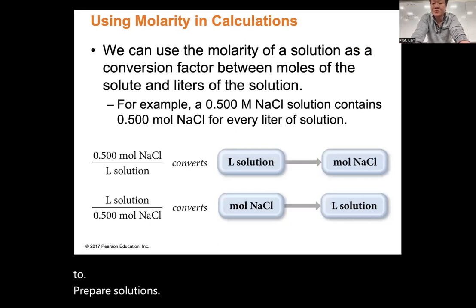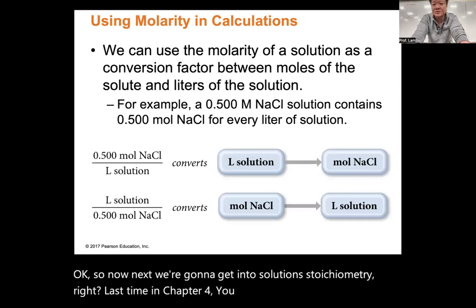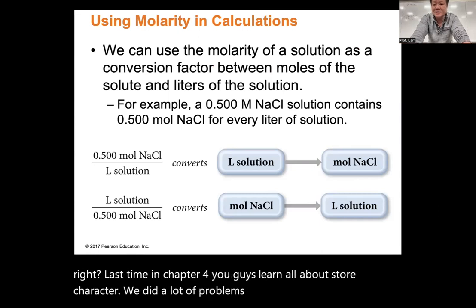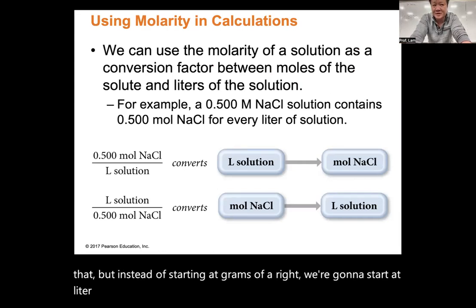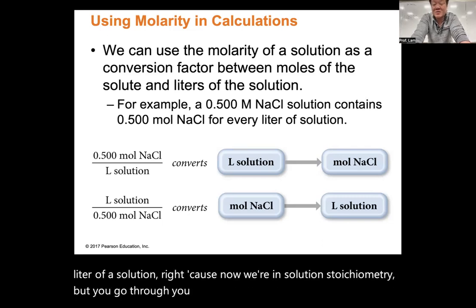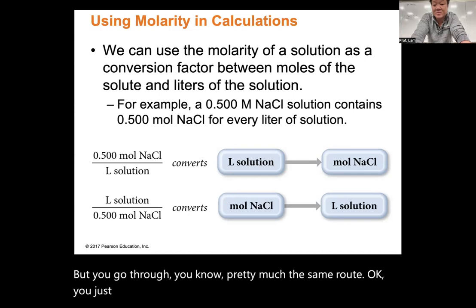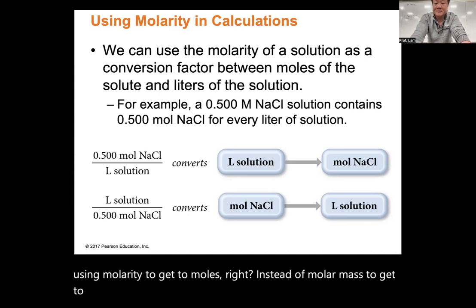Okay, so next we're gonna get into solution stoichiometry, right? Last time in chapter 4, you guys learned all about stoichiometry. We did a lot of problems, right? Now we'll continue with that, but instead of starting at grams of A, we're gonna start at liters of A solution, because now we're in solution stoichiometry. But you go through pretty much the same routes, okay? You just have a different starting point. So you're going to be using molarity to get to moles, instead of molar mass to get to mole, okay?